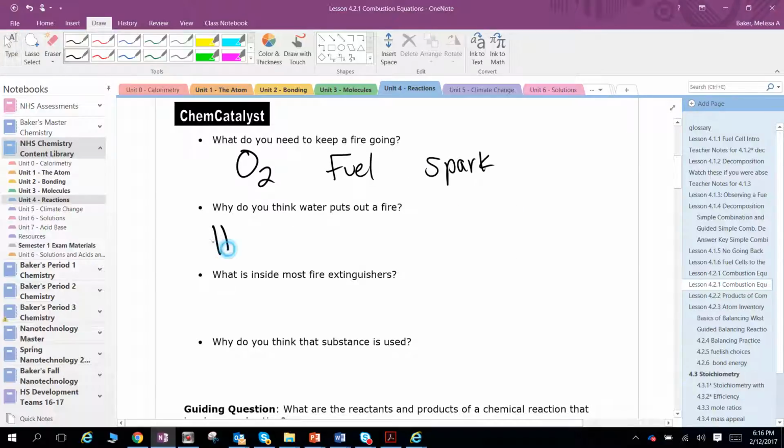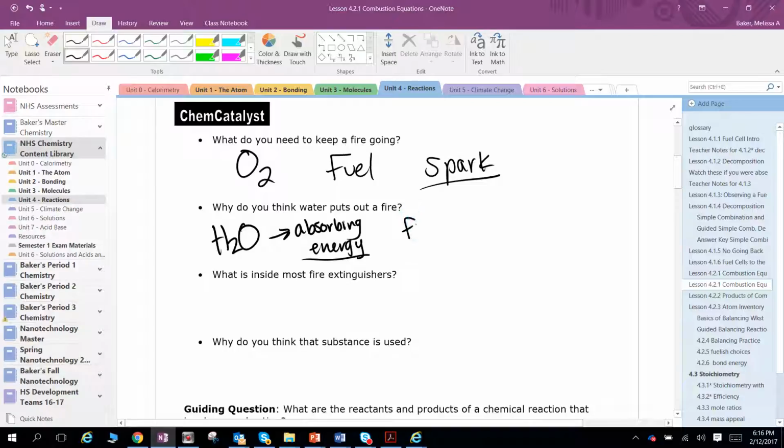And we talked about a couple of different reasons why water puts out a fire. First of all, water is really good at absorbing energy. So if you dump water on a flame, it absorbs all of that heat energy, and now you don't have that spark anymore. So that creates an issue.